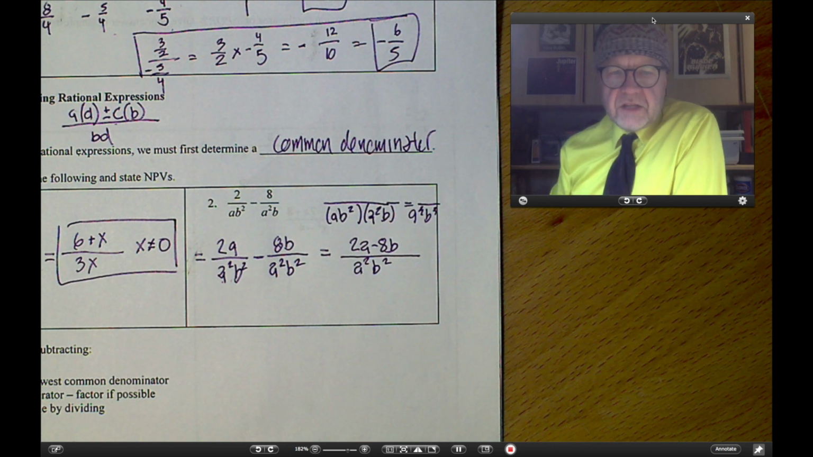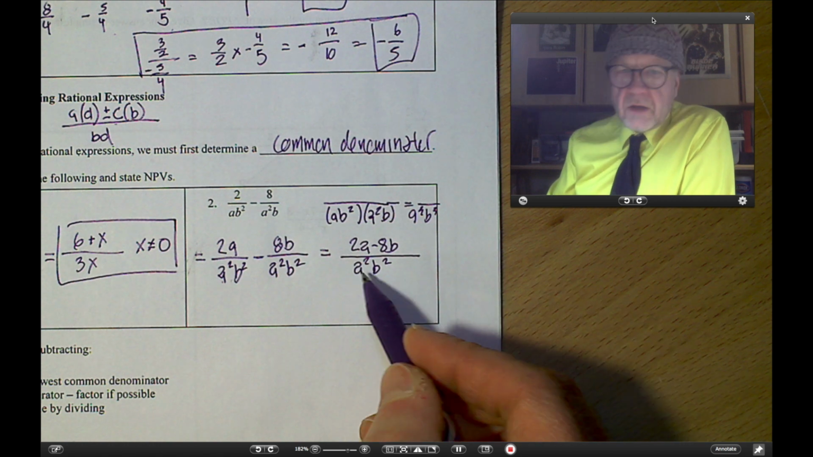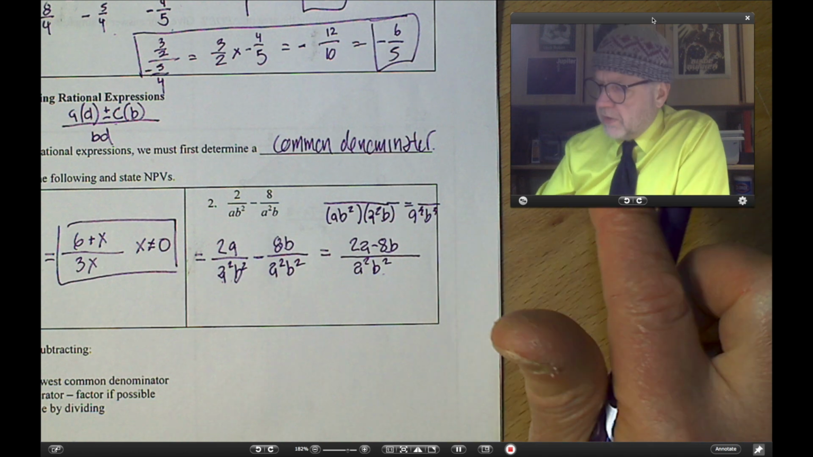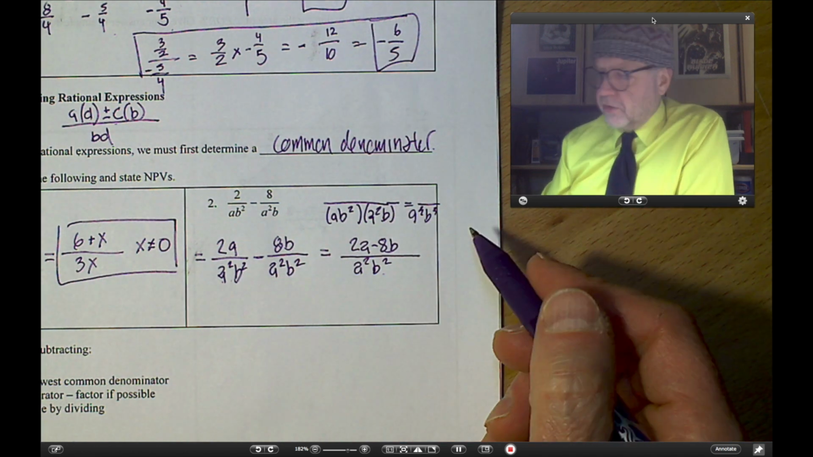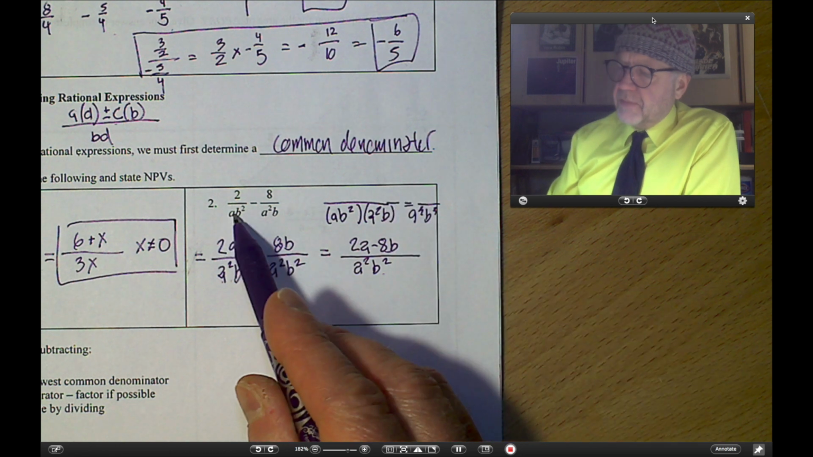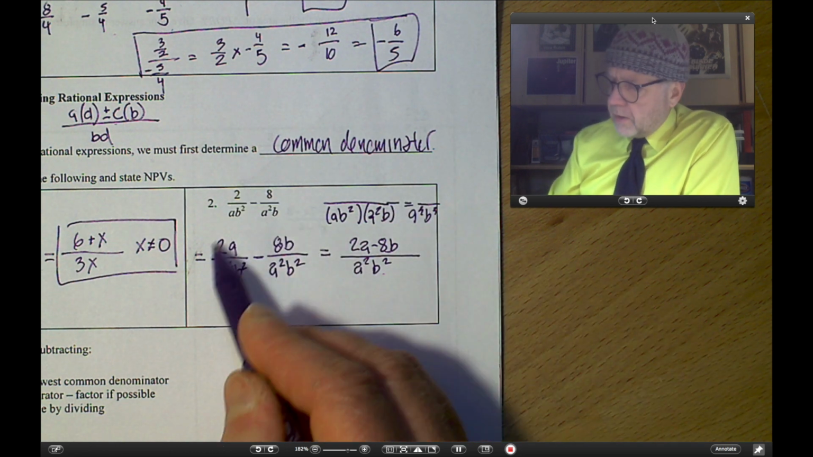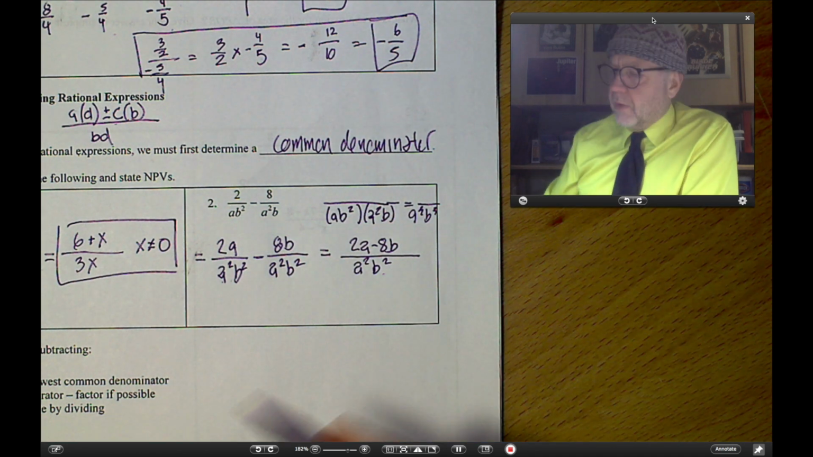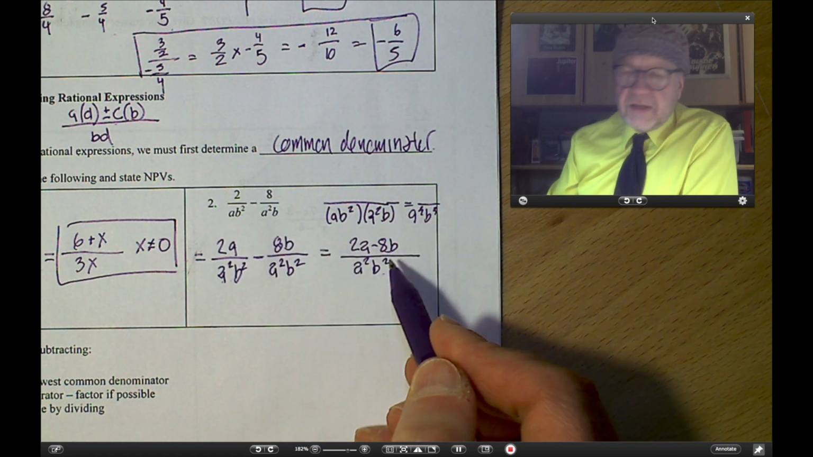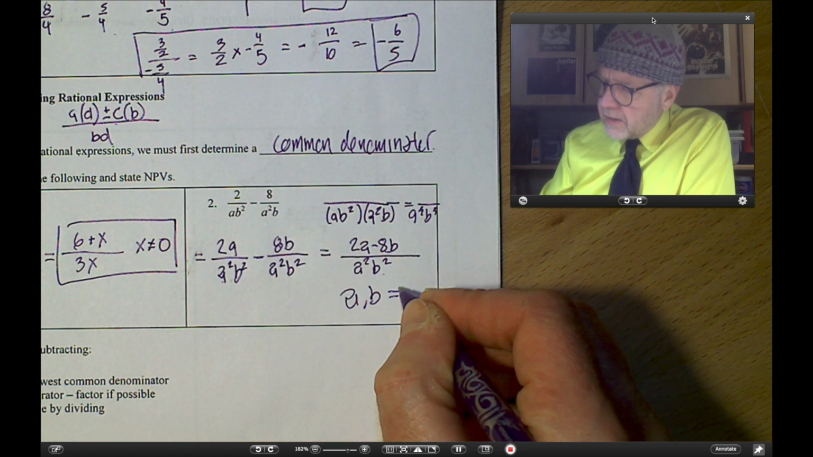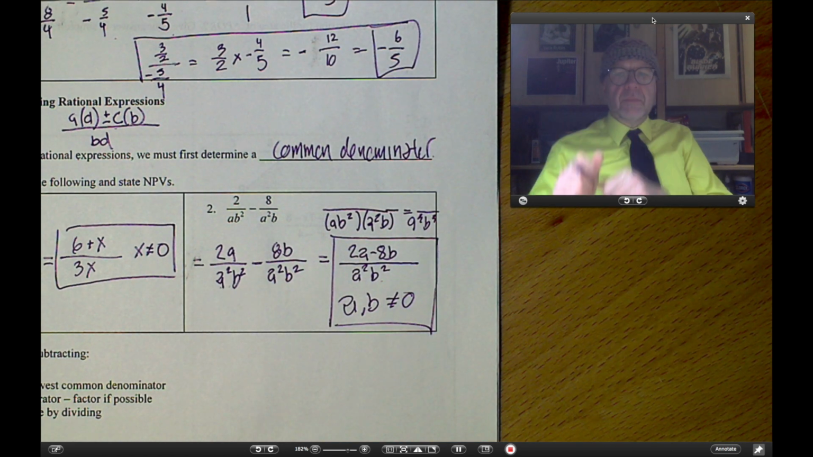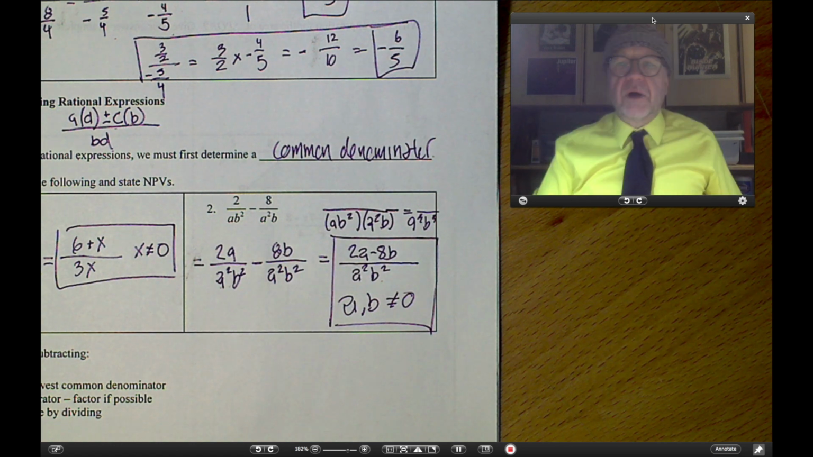The only thing you need to do now is worry about your non-permissible values. And it seems that neither a nor b may equal 0, because if they were, then the denominator would equal 0, and the whole expression would become indeterminate or undefined. And the same thing works here. If a or b is 0 in any form of the expression, you have to look at each form. Well, in each form, this one, this one, and this one, a and b may not equal 0. And there is your final answer. Boom. All right.